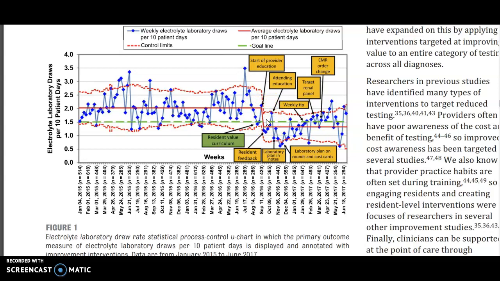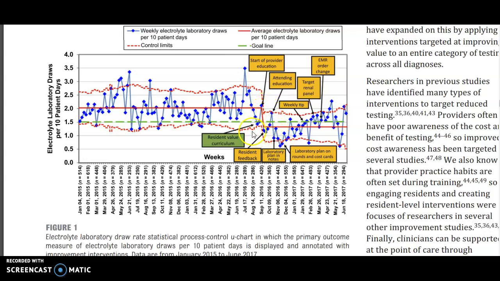And that would have been an immediate flag that you could say the process is out of control. A more accurate way to say it here would be that we have some kind of special cause variation, specifically that we have significantly lower laboratory draws going on. So this was probably a success for the doctors involved in this study.